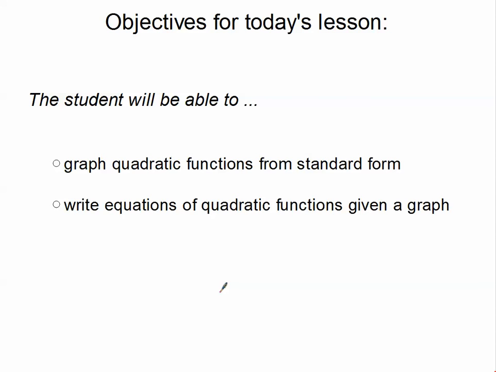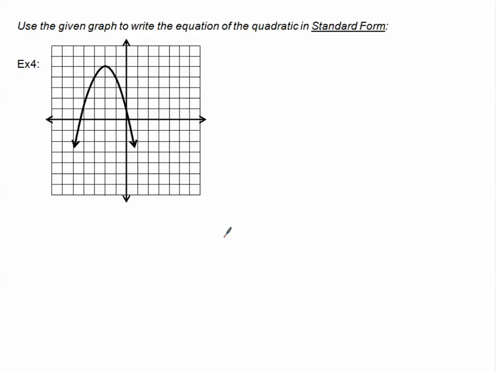In this second tutorial, we will write equations of quadratic functions given a graph. So let's flip over to our final example, example 4. It says use the given graph to write the equation of our quadratic in standard form. So our standard form is y equals ax squared plus bx plus c. So we need to find the values of a, b, and c, and then we will have our answer. We will just plug them in as the coefficients in our standard form. So a, b, and c, what we're looking for.